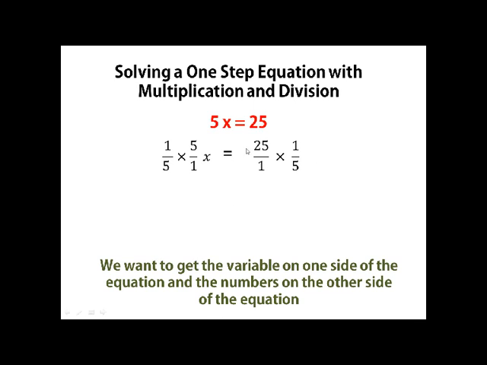So this is going to equal, but we have to do it on both sides, right? We have 25, so we also have to multiply 25 over 1 by 1/5, correct? So 1 times 5 is 5. 5 times 1 is 5. We just bring the x down. 25 times 1 is 25. 1 times 5 is 5, correct? So we have 5 divided by 5, which just equals 1.